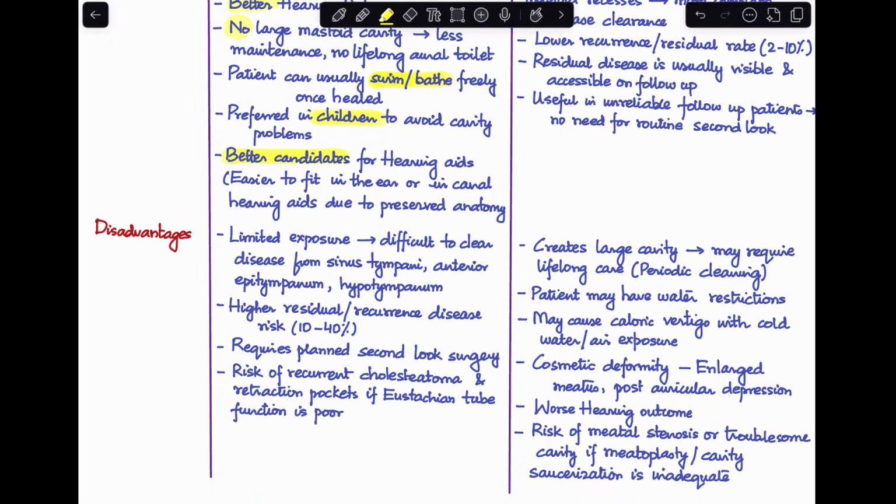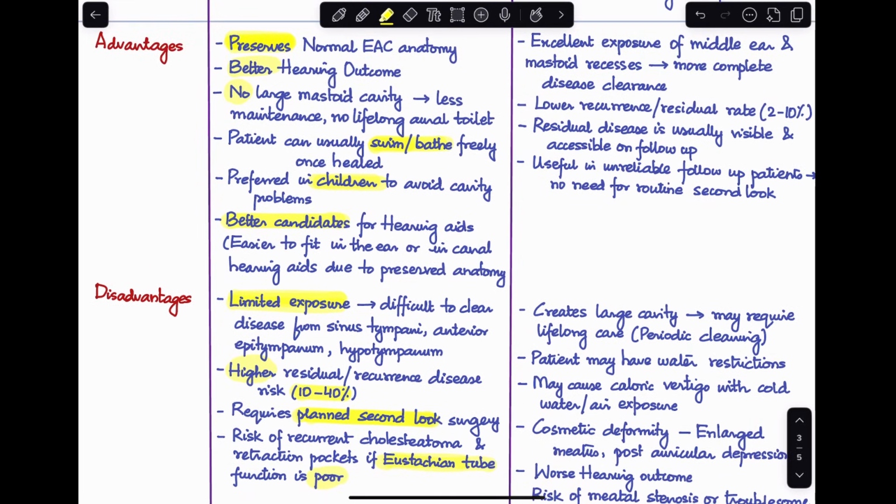But the disadvantages of canal wall up would be that, first of all, we have limited exposure because the canal wall is intact. So it is difficult to clear out disease from areas like sinus tympani or the anterior epitympanum or hypotympanum. Therefore, because of this limited exposure, there's also a higher chance of having residual disease or recurrent disease, about 10 to 40%. Next, third disadvantage is it requires planned second look surgeries. And lastly, there is a risk of recurrent cholesteatoma and retraction pocket formation if the eustachian tube function is poor over here. So these are the advantages and disadvantages of canal wall up procedures.